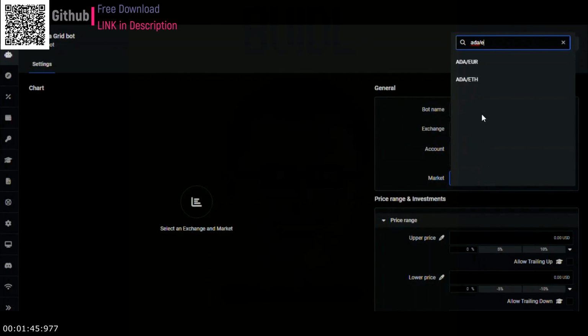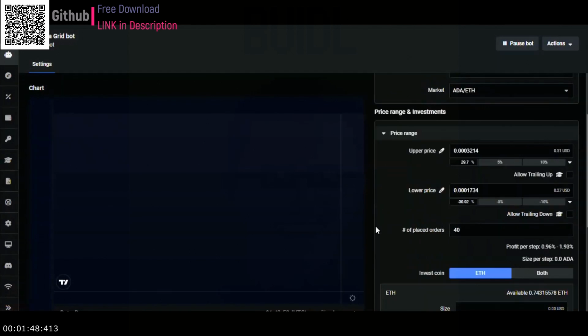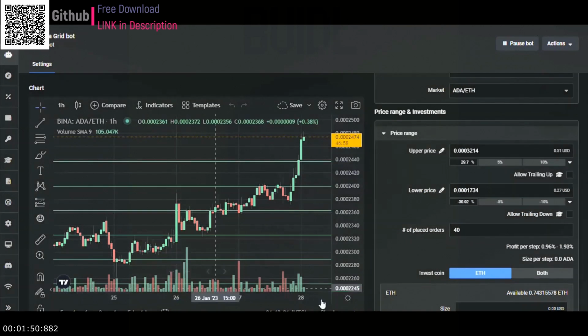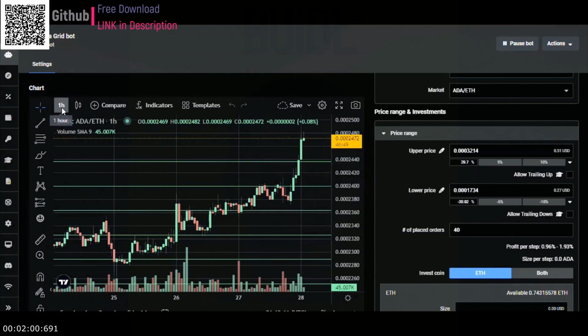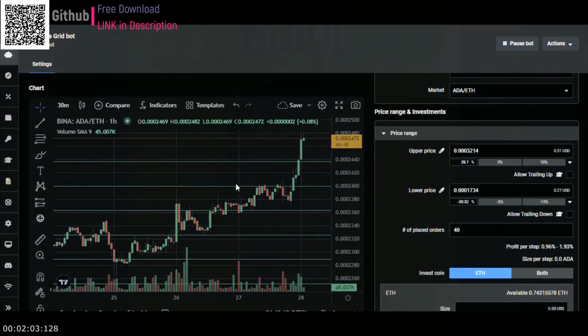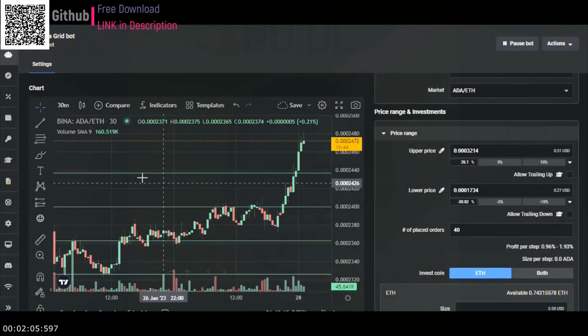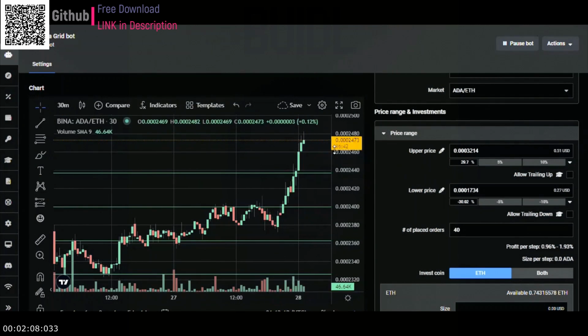So I have selected ADA Ethereum, and I'm getting the chart for that particular currency pair, exchange Binance ADA/Ethereum, and the chart is a 1 hour chart. Let's go to 30 minutes. Right, and we can see the present price would be 0.000252473.